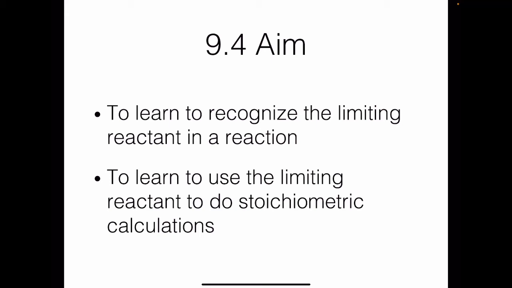They are not always going to react exactly. So sometimes you will have more of one reactant than you will of another, and it will be your job to figure out which one is actually going to limit the amount of product that's formed. So again, the first aim is to learn to recognize the limiting reactant. We need to be able to figure out how to tell which reactant is limiting, and then to use the limiting reactant to do stoichiometric calculations. We've technically already done that. We've already been able to use a reactant to determine how much product is formed. You have to be able to just figure out which one is limiting.